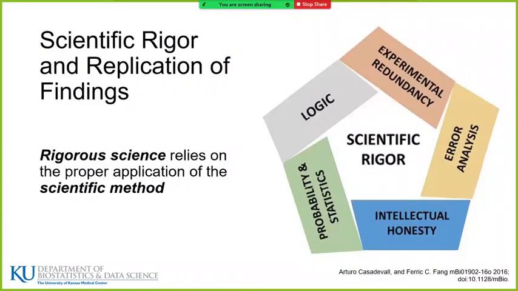So another thing to think about is this idea that rigorous science relies on the proper application of the scientific method. And if you've been paying attention for several years, there's been a lot of editorials and discussion about the fact that a lot of science is not reproducible. We conduct a study and it finds a positive association. A second study's conducted and it doesn't find a positive association. It finds no association whatsoever. So why would that be? And we're going to talk about today why that would be.